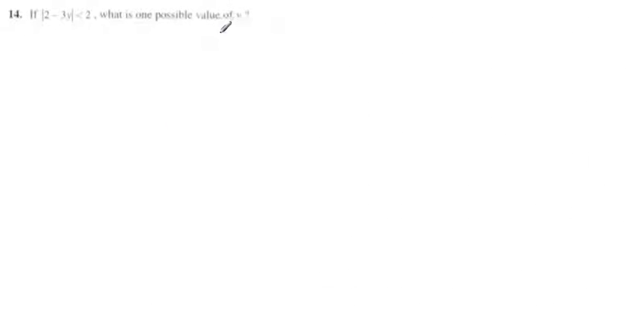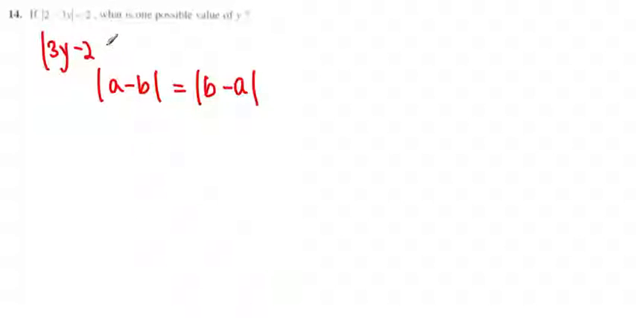Alright, what is one possible value of y? Now here, absolute value. Did you realize the absolute value of a minus b is in fact exactly equal to b minus a? Therefore, another way for us to write this is this. 3y minus 2 has to be less than 2. That can become our answer.